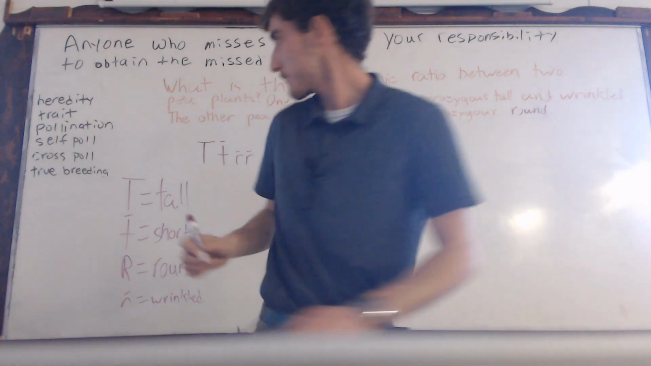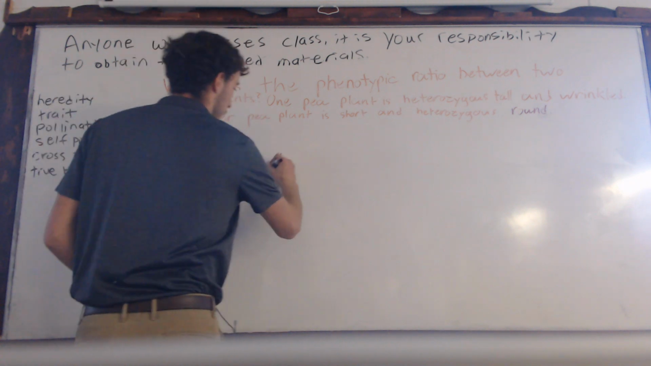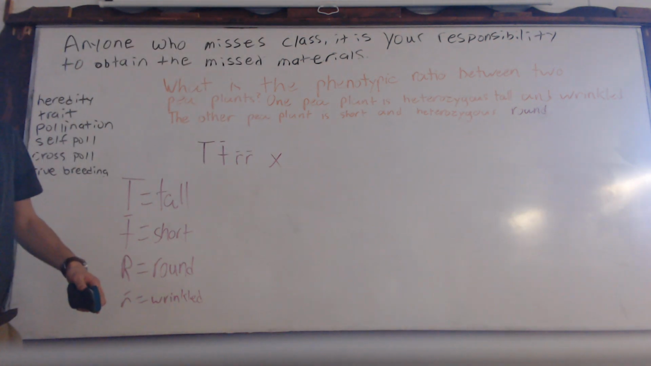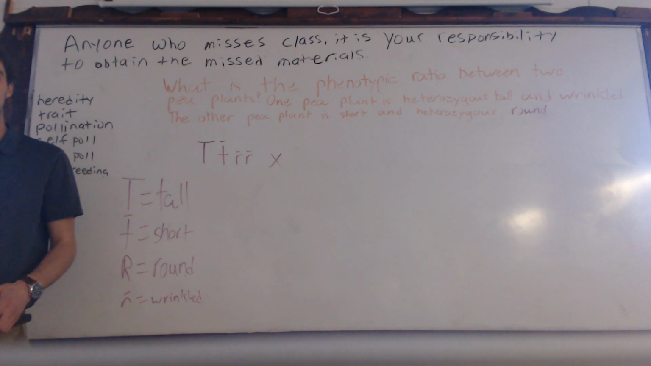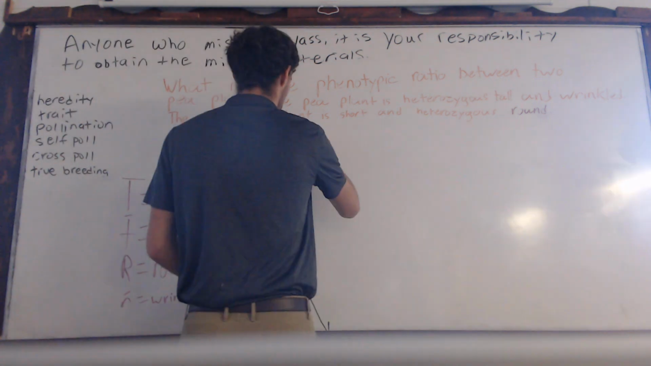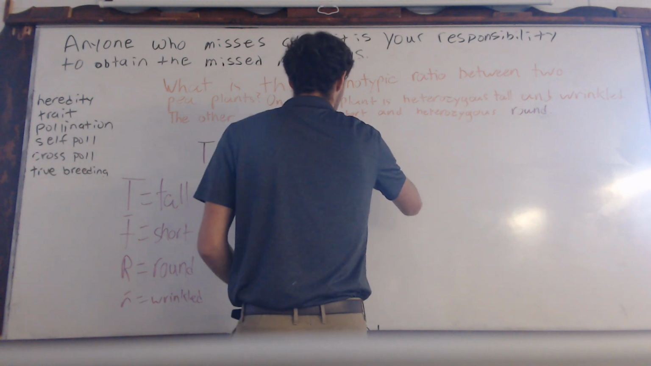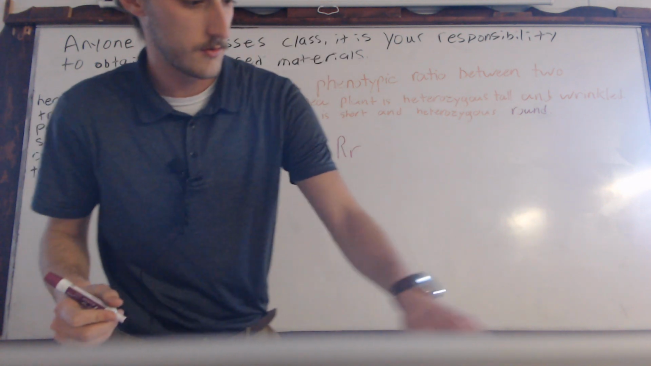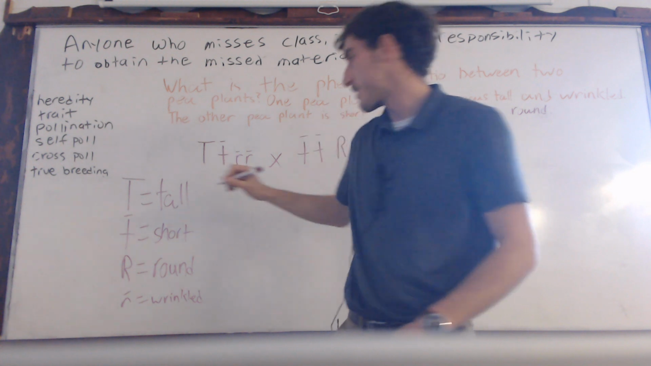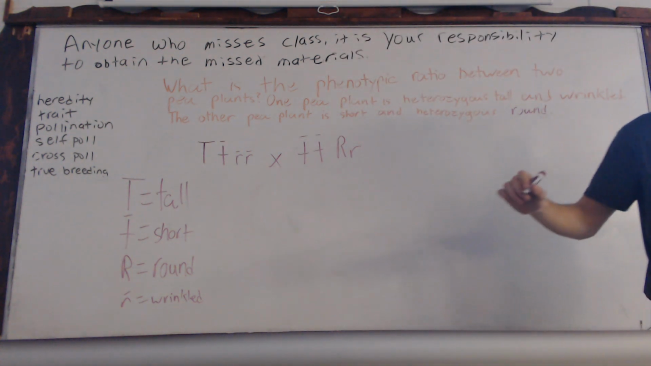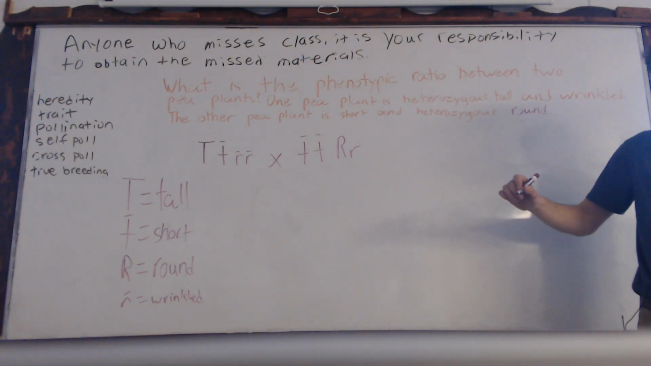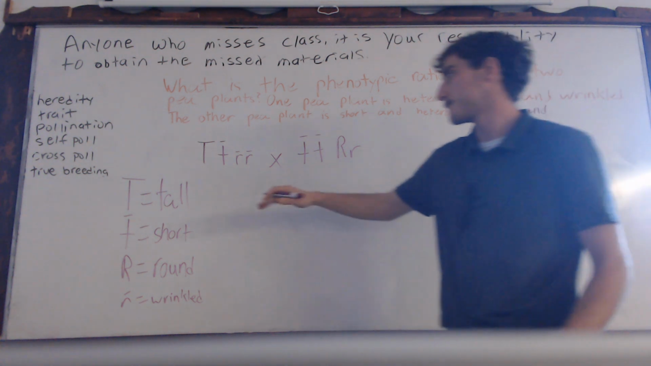Okay, so that's one. What's the other one? Short and heterozygous round. So little t, little t, big R, little r. All right, so what should I write down? How would I solve this? FOIL. Yep. So big T, little r.